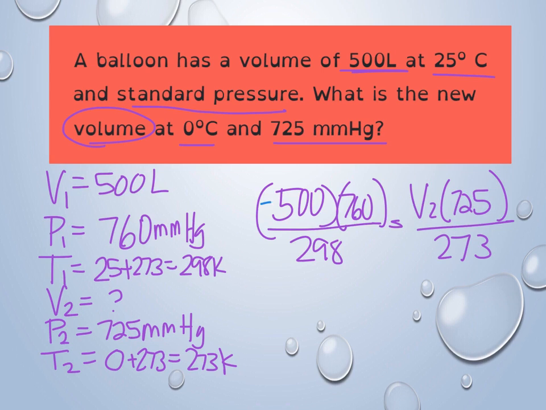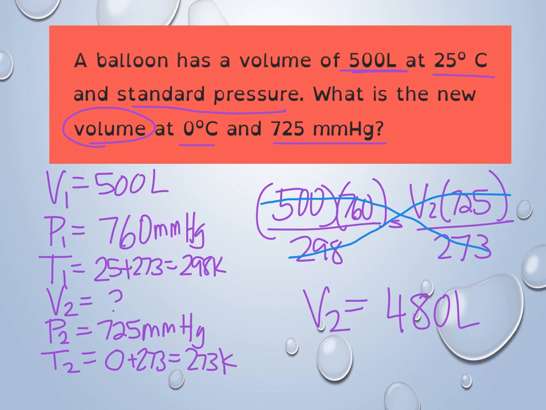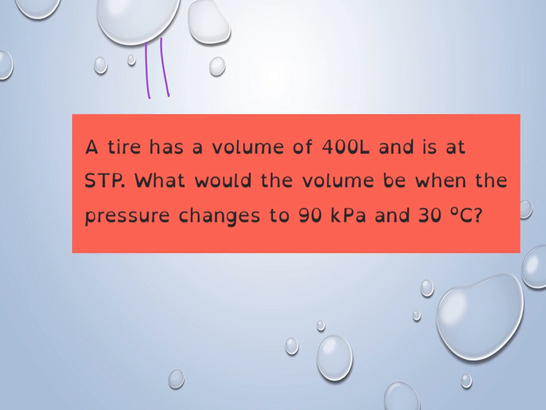Now, this is a lot of math, and some people would find this very intimidating, and it's still cross-multiplying, except we're going to multiply here and then down there, and we're going to multiply here and then down there. Whenever you do that, you would be taking the 500 times the 760 times the 273, and you get a number, and you're going to take your 298 times the 725 and get a number, and then this second number that we just found, we are going to divide it into the first number. As a result, our V2 is 480 liters.